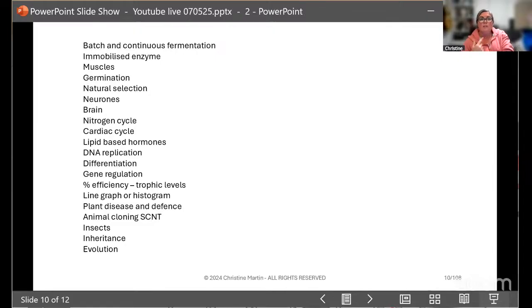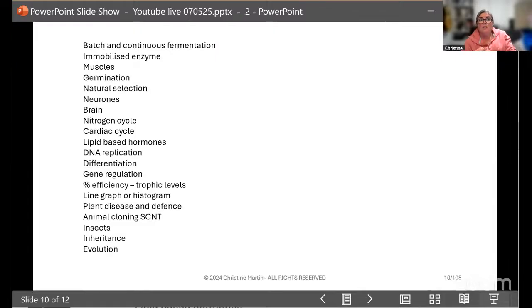Natural selection, neurons, your brain, the nitrogen and cardiac cycle, lipid-based hormones. I really feel like lipids is coming up huge because they did so much on polysaccharides in the last couple of years that I feel like the lipids, because you can go in so many different directions with lipids. So your phospholipids, lipids as an energy storage, lipids entering the respiration at different parts because of your respiratory quotients.